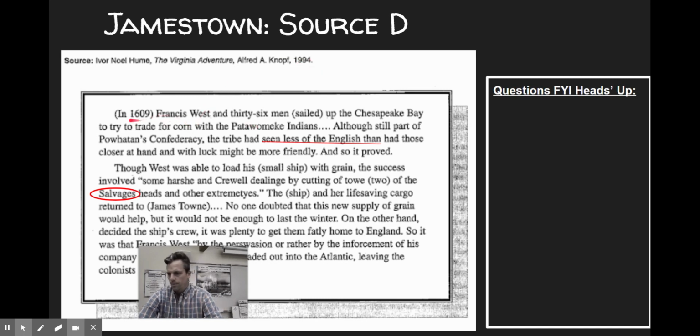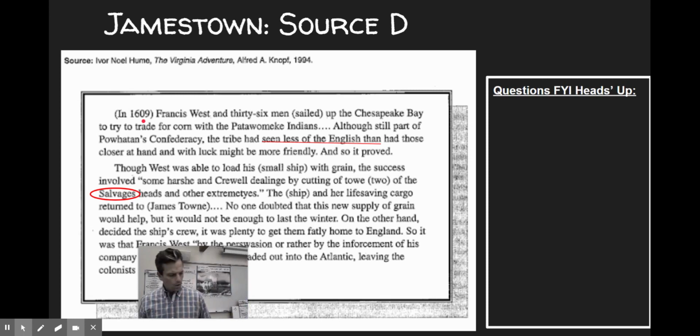But he's getting it from somewhere. All right, let's check this out. In 1609, when was Jamestown first settled? Jamestown was first settled in 1607, so 1609 is two years later. We know 1609, that's during the starving time. 1609 is definitely during the starving time.